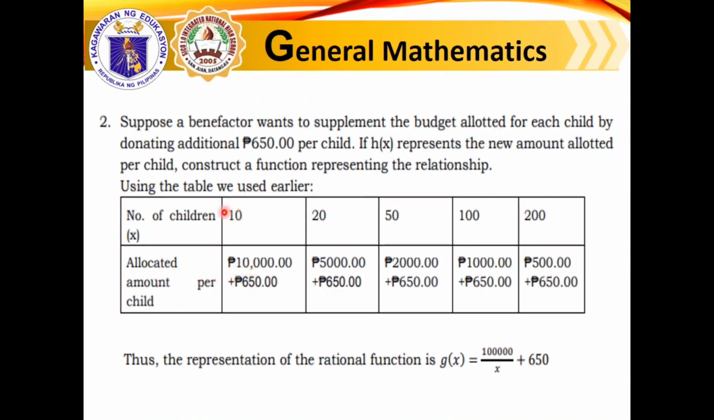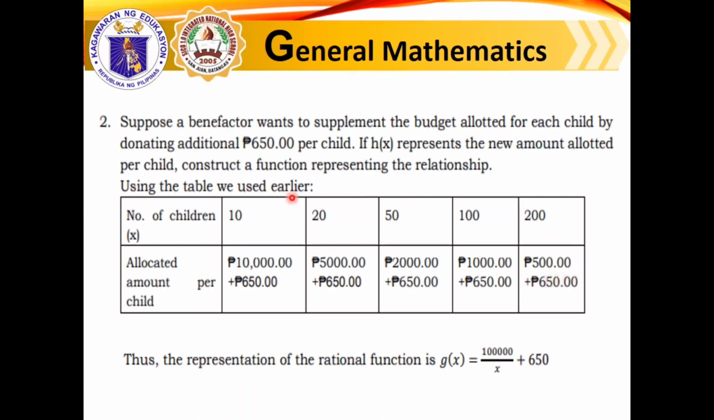For 10 children, it will be 10,000 plus 650. The 650 is for the additional amount per child. For 20, 5,000 plus 650, which is also for the additional amount. For 50, it will be 2,000 plus 650 pesos. For 100, it will be 1,000 plus 650 pesos. And for 200, it will be 500 plus 650 pesos.